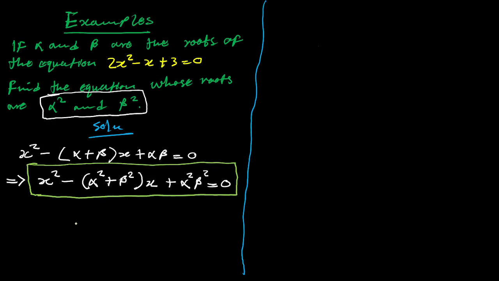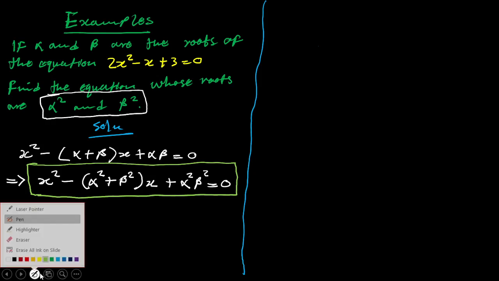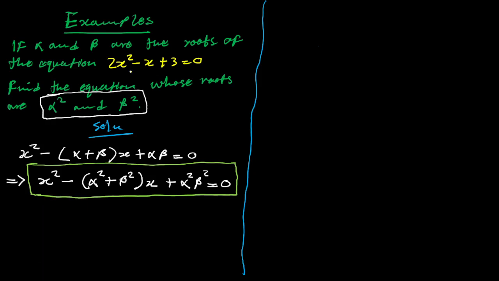Okay, now when you have this in mind, what you need to do is as follows. Follow me properly. You're going to write down that equation in yellow. So this equation, you're going to write it 2x squared minus x and then plus 3 is equal to 0.